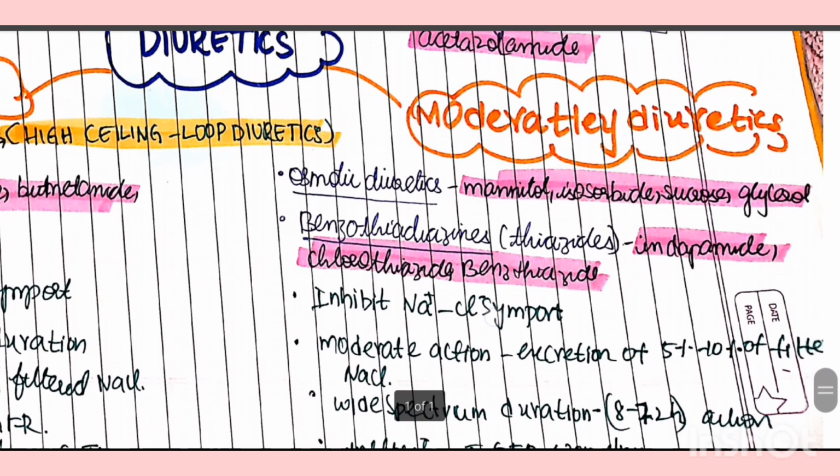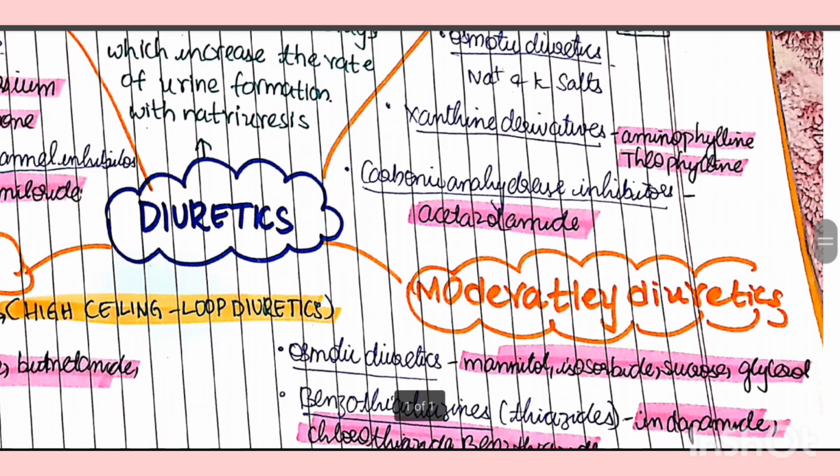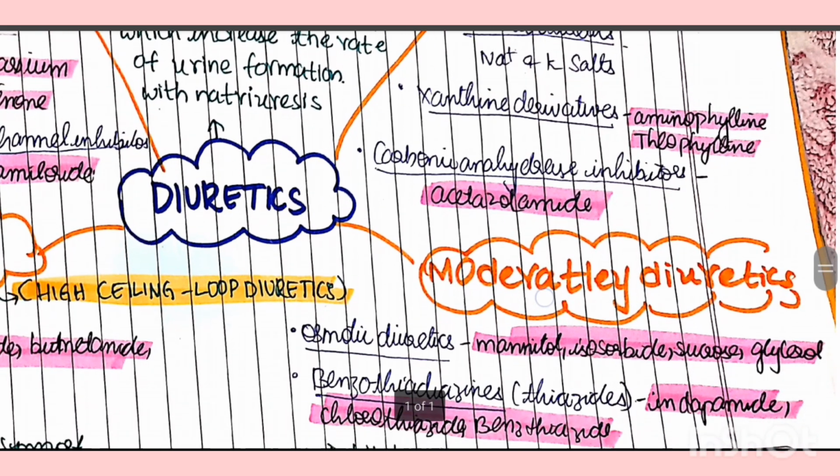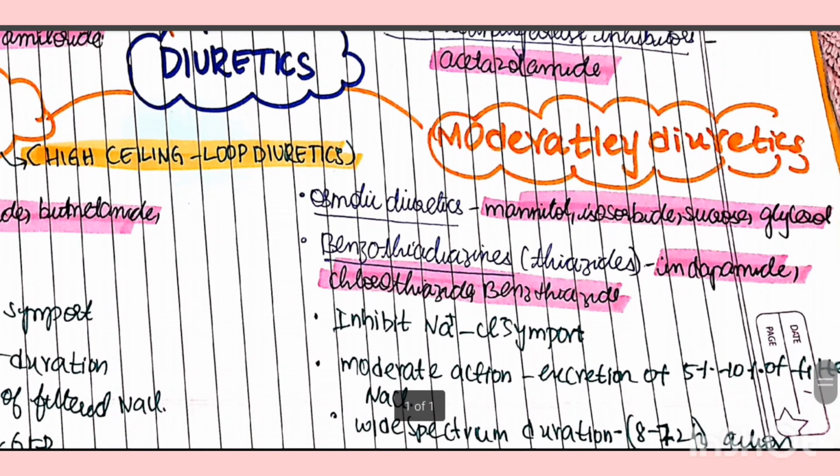Coming to moderately efficient diuretics, in this also we have subtypes. The earlier subtypes were COX: C stands for carbonic anhydrase inhibitors, O stands for osmotic diuretics, and X stands for xanthine derivatives. Here we have two subdivisions. One is osmotic diuretics and the other is benzothiazides, which are simply called thiazides. For this the mnemonic is OB. It's very simple to remember.